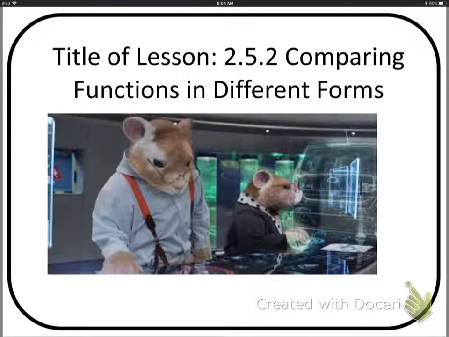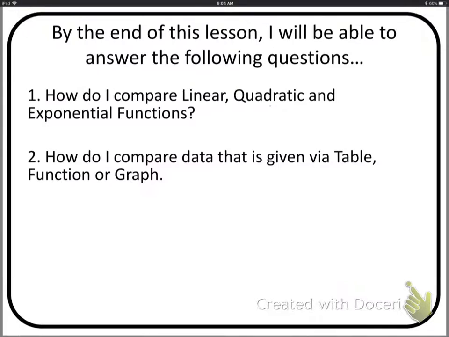Lesson 252, comparing functions in different forms. So this here is going to be our objectives. By the end of this lesson, we hope that we are able to compare linear, quadratic, and exponential functions, and compare data that is given via table, function, or graph. And we're also going to include statements in this. You don't have to write it there, but just know that we're going to be working with statements.